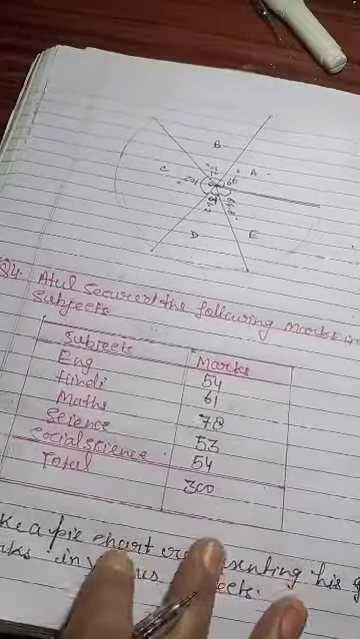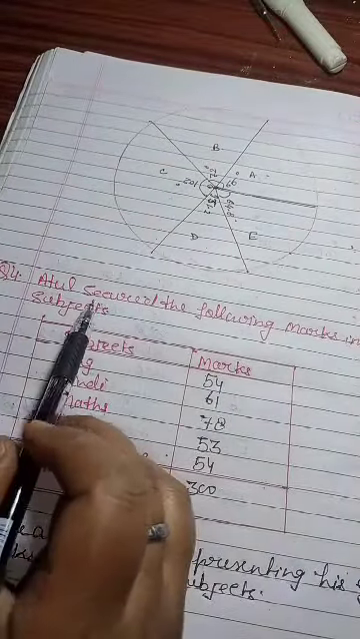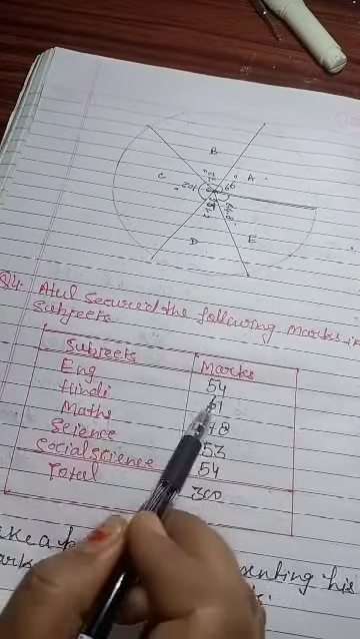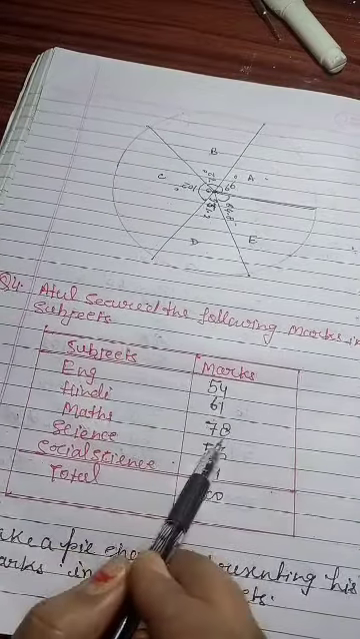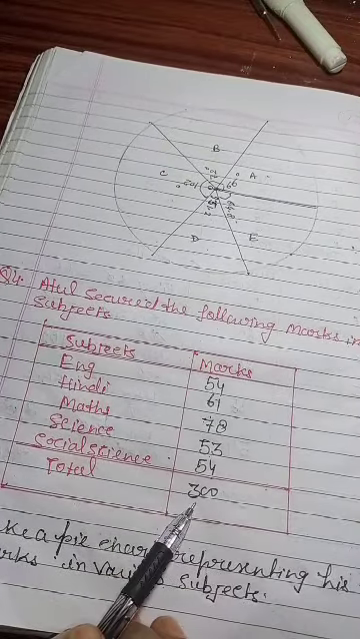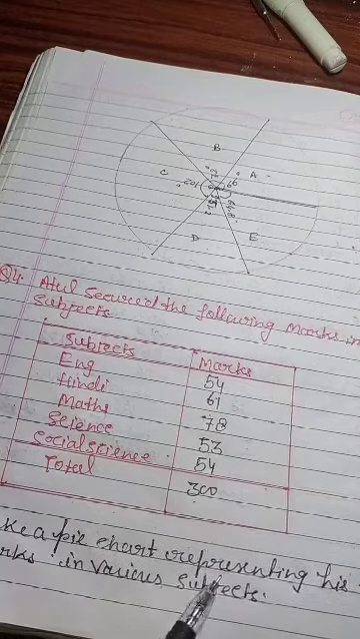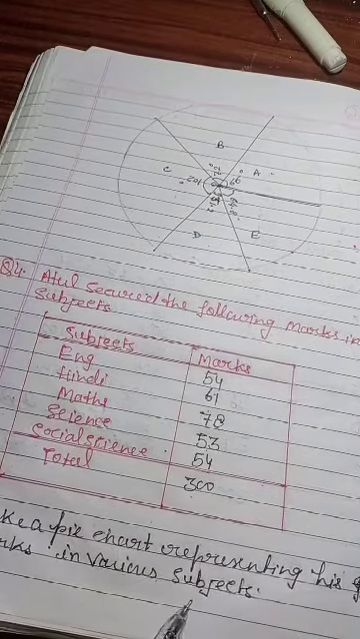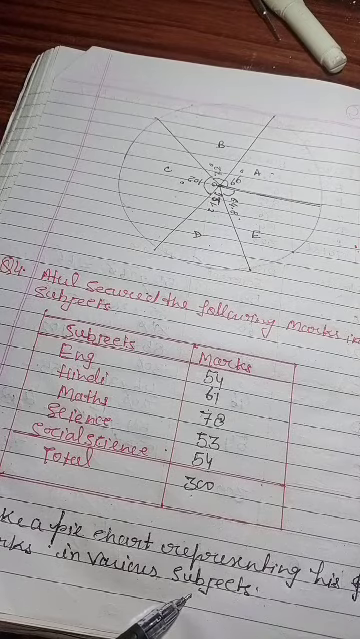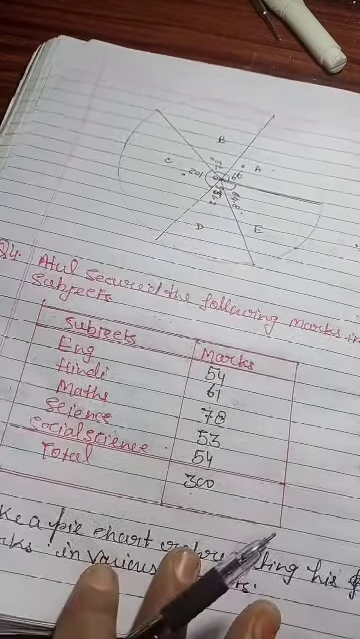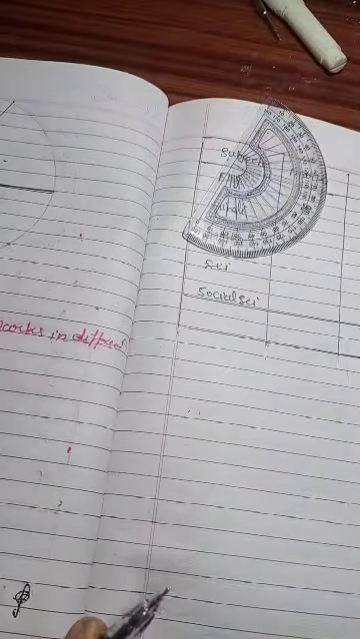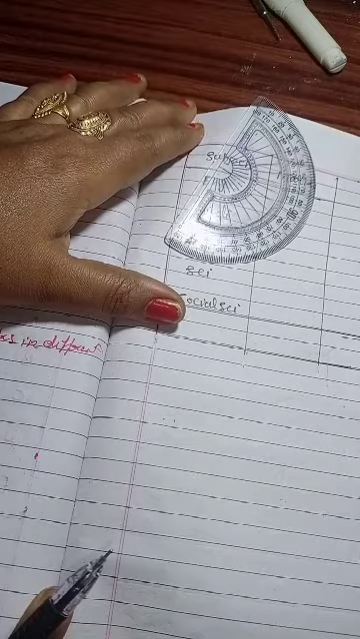Again, now question number 4 is that Atul secured the following marks in different subjects: English 54, Hindi 61, Math 78, Science 53, Social Science 54, and the total given to us is 360. Make a pie chart representing his marks in the various subjects. Okay. In the same way you have question number 5 also. I will not do the 5th question, you will do it yourself. This 4th question I am doing myself. See how we will do this question.